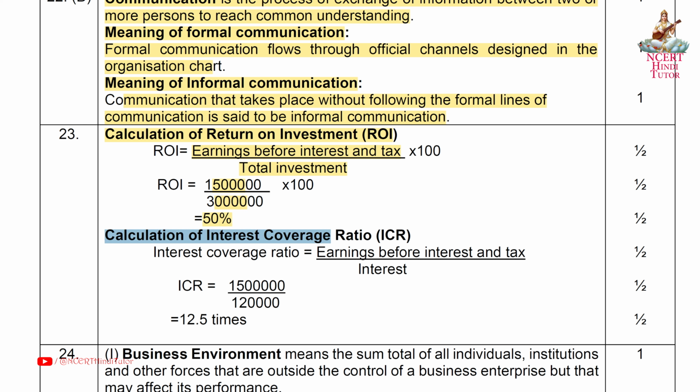Next, calculation of interest coverage ratio, ICR. Interest coverage ratio is equal to earnings before interest and tax divided by interest. So, putting the values, 15 lakh divided by 1 lakh 20,000, we get 12.5 times ICR.